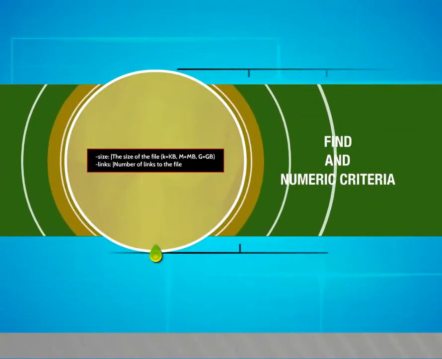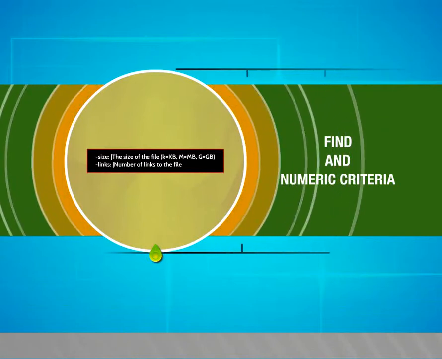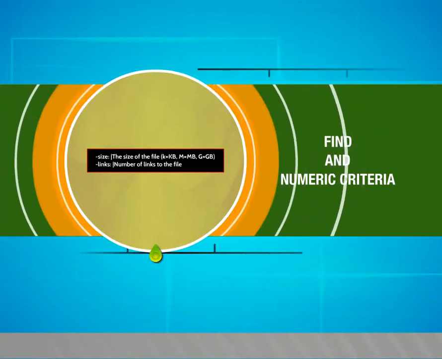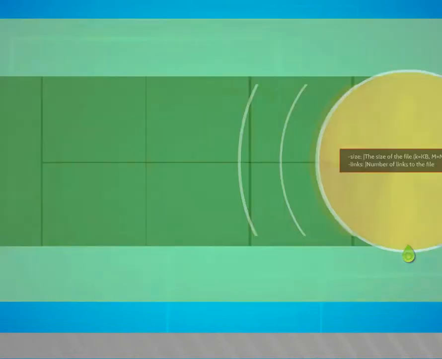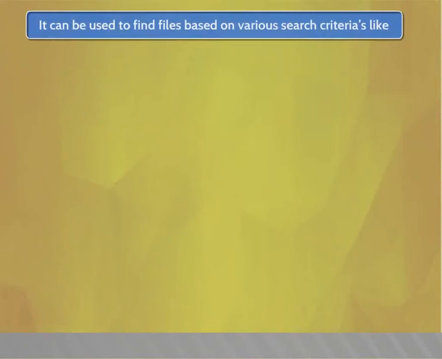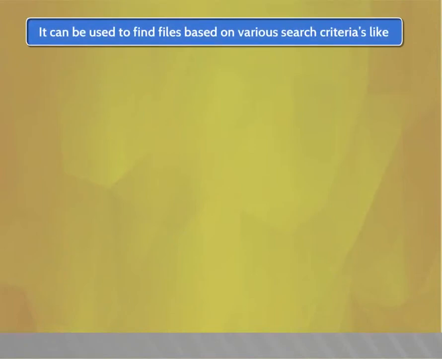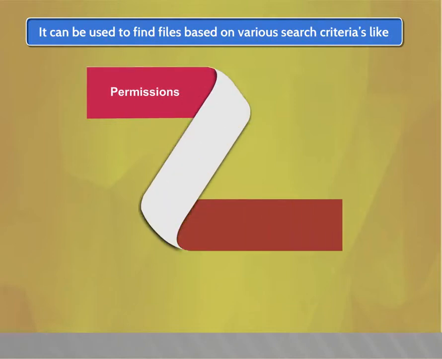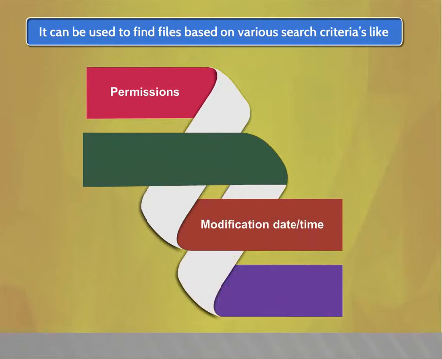Find and numeric criteria. In this video, we are going to see about find and numeric criteria. The Linux find command is a very useful and handy command to search for files from the command line. It can be used to find files based on various search criteria like permissions, modification date or time, user ownership, size, etc.